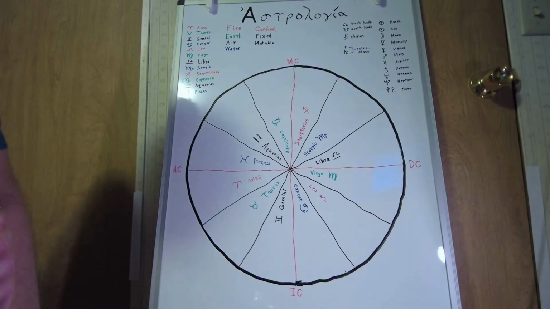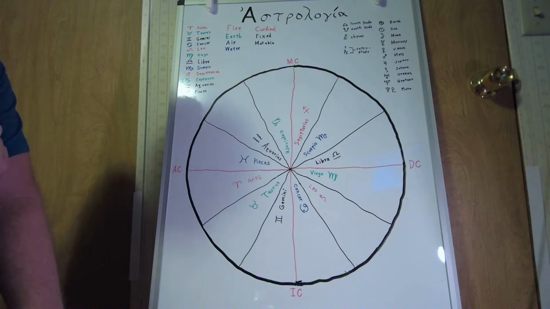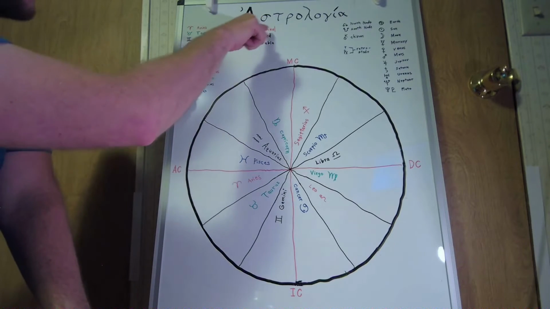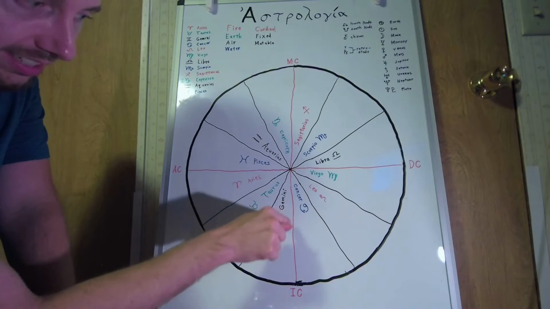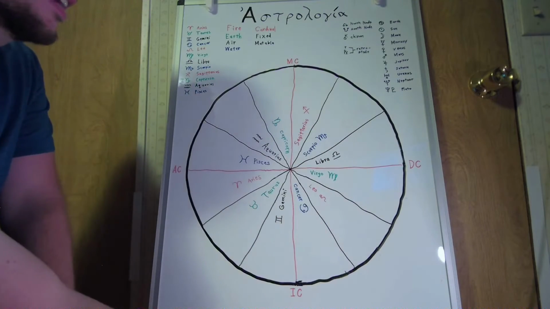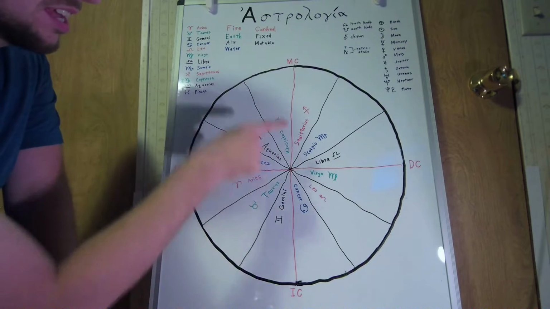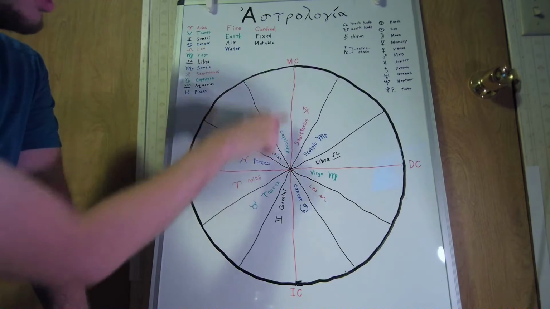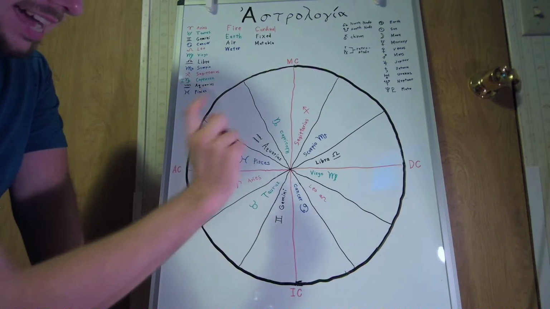So, Aries is a cardinal sign. It's right next to the red line. Cardinal, I have red. Cancer is a cardinal sign. It's right next to that red line. Libra is a cardinal sign. It's right next to that red line, so cardinal is red. Capricorn's a cardinal sign, so cardinal's red. Capricorn's next to that red line. The other fixed and mutable, they're black.